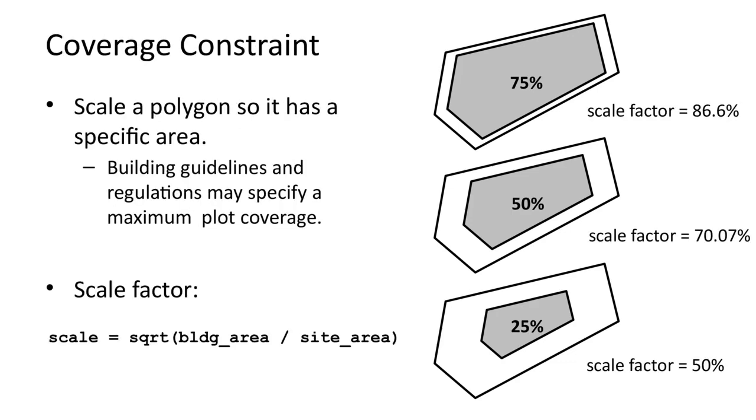One way to achieve this is to scale the site polygon so that a specific area is achieved. The scale factor can be calculated using a simple formula, as shown. The scale factor is the square root of the building footprint area over the site area. In the diagrams, the shaded polygons have exactly the required area.